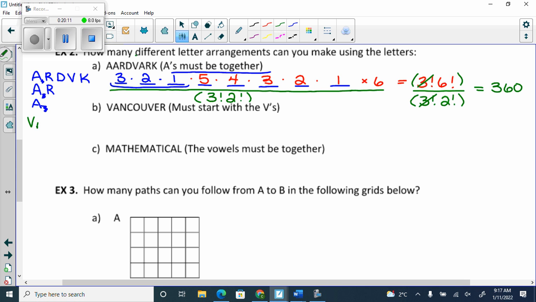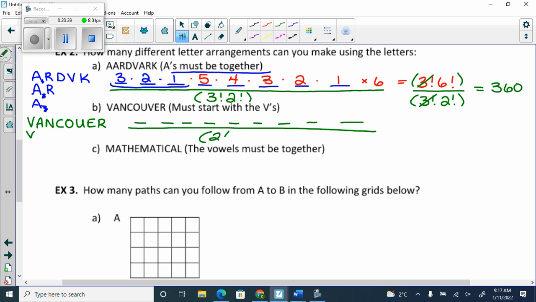Okay, Vancouver. Let's look it up. Okay, Vancouver has 4, 8, 9. 1, 2, 3, 4, 5, 6, 7, 8, 9. Now what I do immediately after I've written out the word, before I even go to do the actual math, I'm going to immediately go to my denominator and put 2 factorial so I don't forget it. Because that's the go-to forget, is that people forget to divide by the factorials at the bottom. So I put them before I even solve the question.